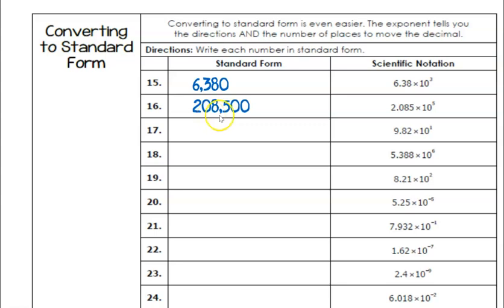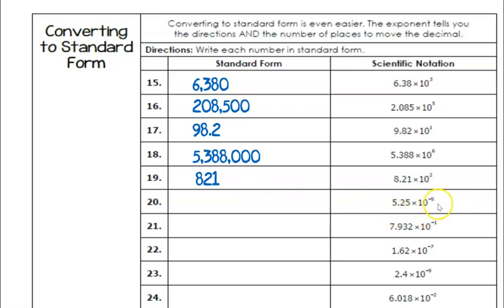Okay, I'd like for you to hit pause and go down and work through 19. When you're finished, come back and I'll reveal the answer. Okay, for 17, did you get 98 and 2/10? 18, I got 5,388,000. And for 19, I got 821.